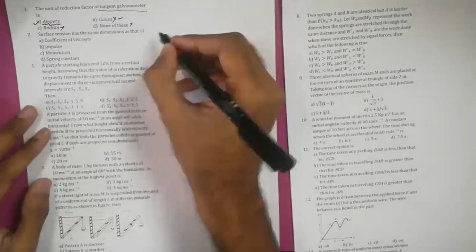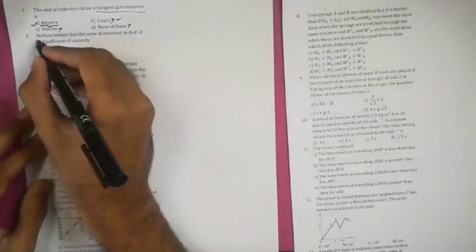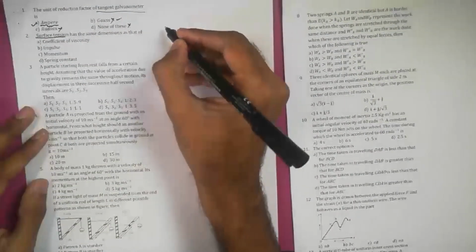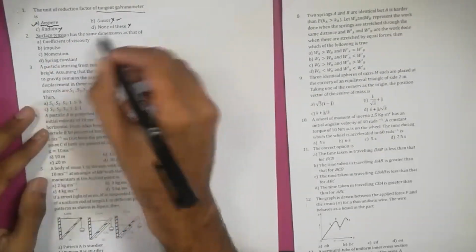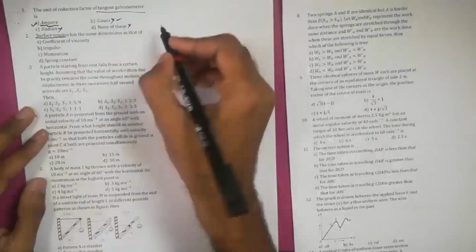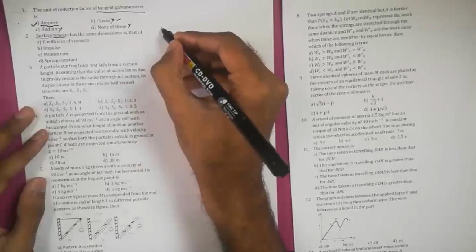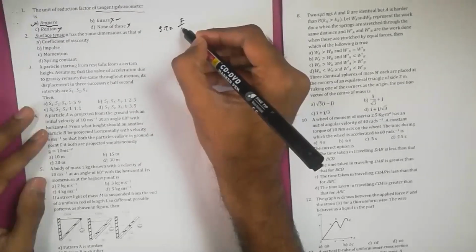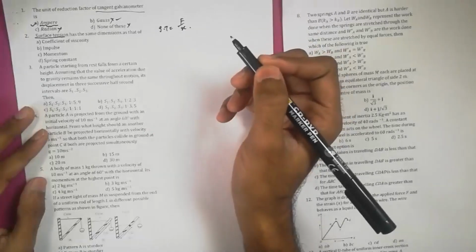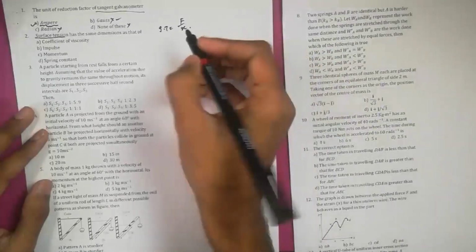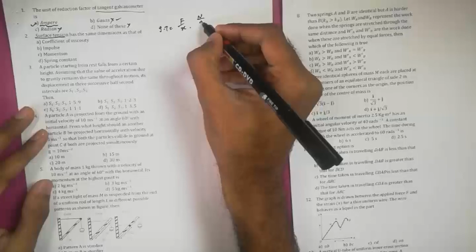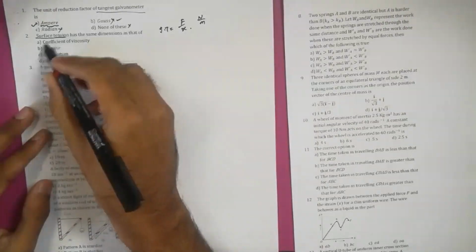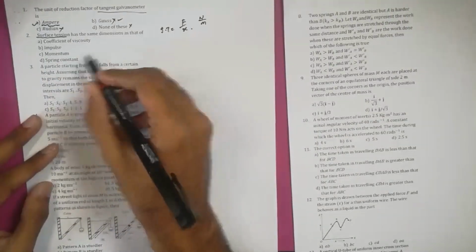Second question, the surface tension has the same dimension as that of coefficient of viscosity. Alright, let's see. First of all, you need to know what is the unit of surface tension. Instead of finding the dimension, better is to go for the units. Surface tension can be taken as force per unit length, that means it's Newton per meter. And let's see which one has the same dimension as this one.